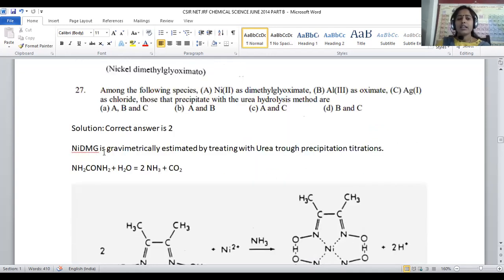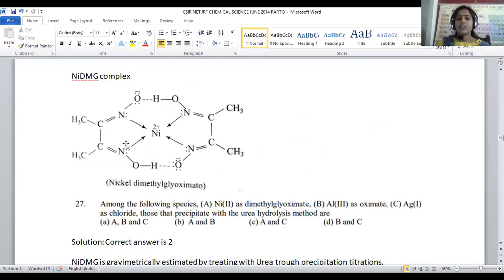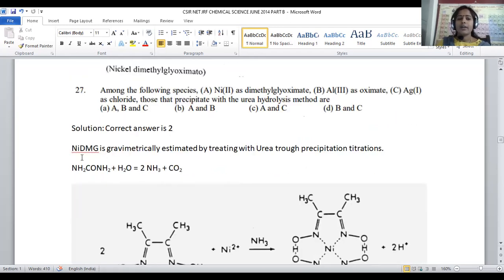Okay, so nickel dimethylglyoxime, just now in the previous question also we discussed nickel dimethylglyoxime and the ligand, right? In a similar manner, nickel DMG complex is gravimetrically estimated because of this precipitation titration only. Gravimetry is possible whenever a compound gets solidified. In the precipitation titration only you will get the solid compound. If it is completely soluble, you can't get any precipitate, so weighing of the compound may not be possible, right? So in the gravimetric analysis, nickel DMG can be estimated by treating with urea.